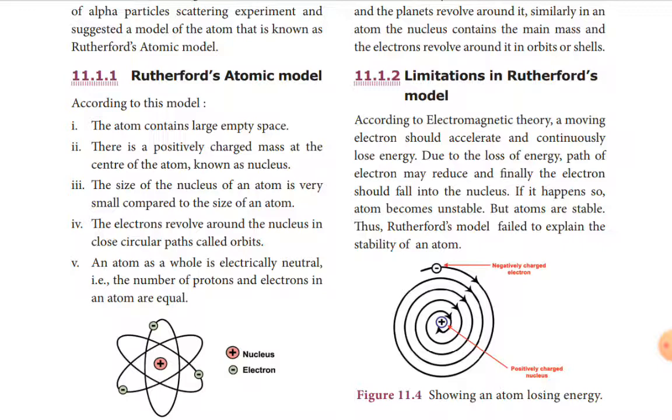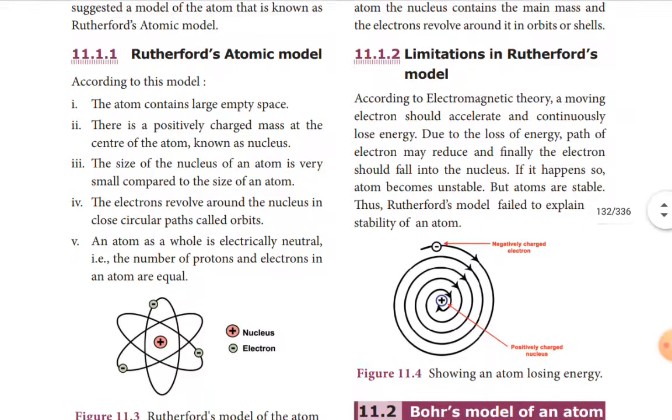And fourth point, the electrons revolve around the nucleus in circular paths called orbits. So orbit means the circular path in which electrons revolve around the nucleus. Also we use different names: shells, energy levels.